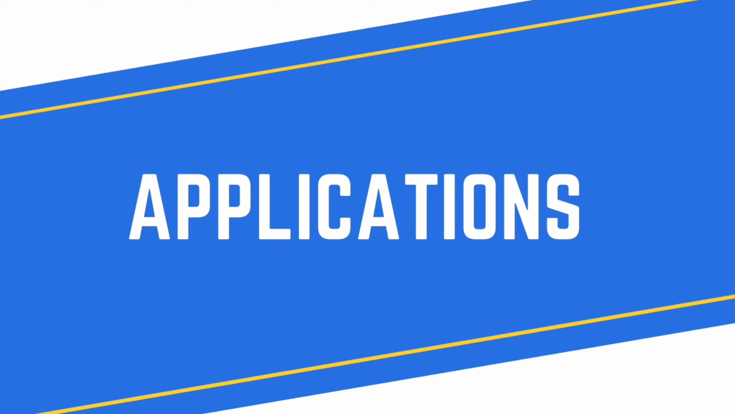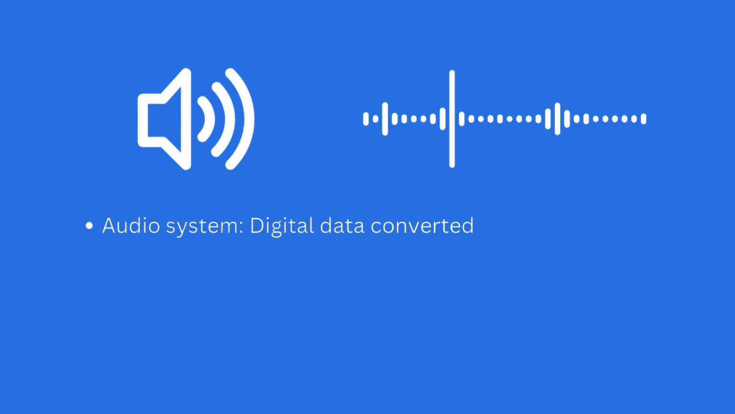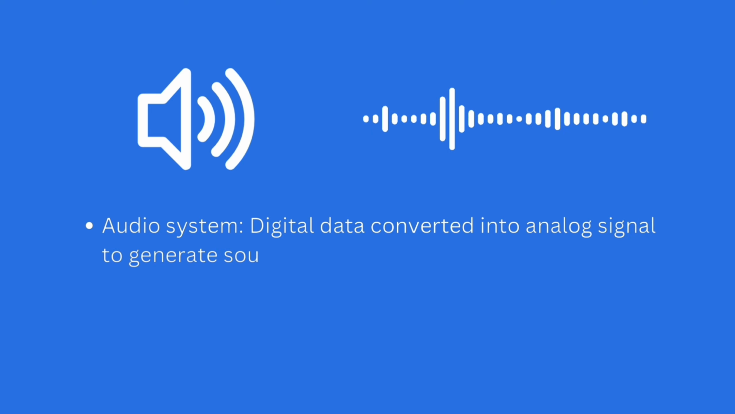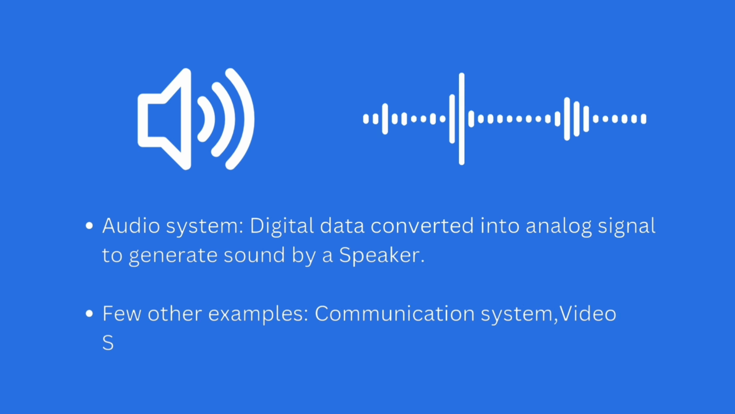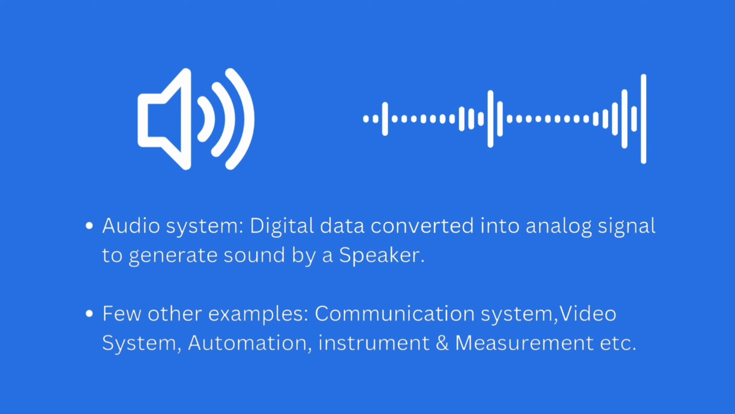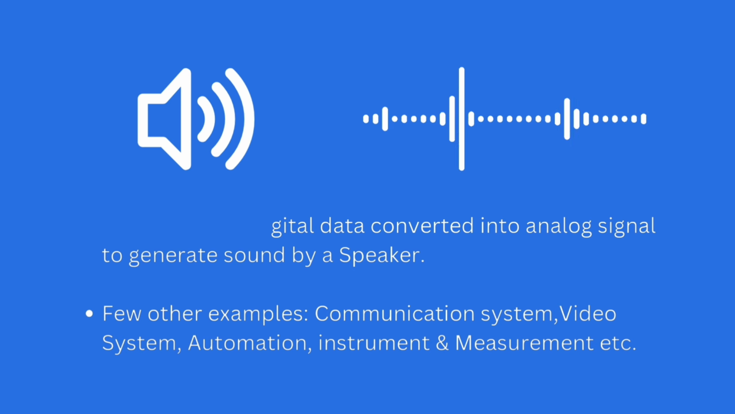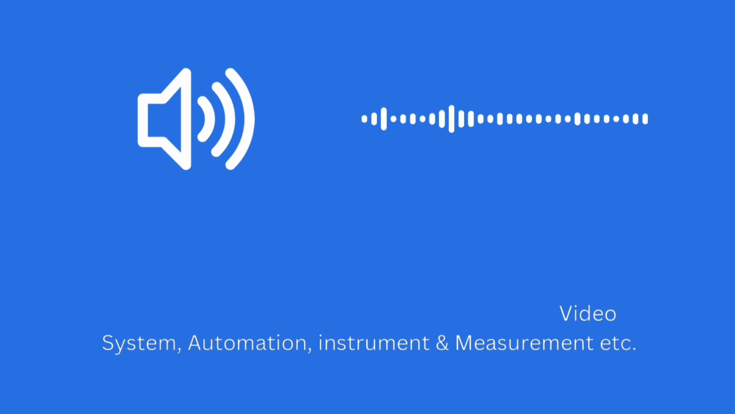As a DAC generates an analog output, it is needed wherever we want an analog output from a digital system. Such an example is audio systems, where the digital data from a computer is converted into an analog signal through speakers in the form of sounds. Other fields for application of DACs are communication systems, video systems, industrial automation, medical imaging, test and measurement instruments, and many other such applications.